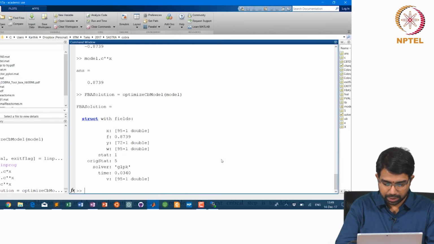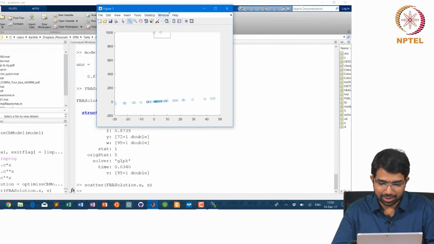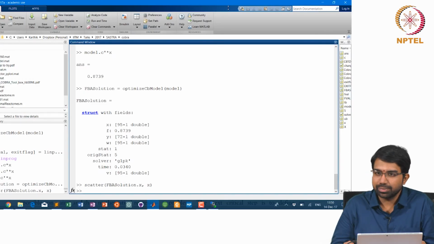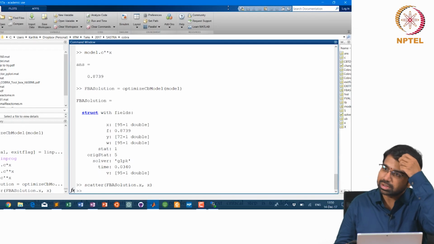So, let us compare scatter FBA solution dot x versus our x. So, you have two values that are really off, but yeah, because I think COBRA will try to make the solution sparse and things like that. But anyway, okay, so got this. I think this is important. So, okay, we will stop here for now.